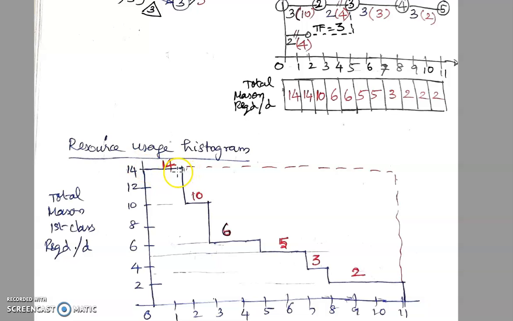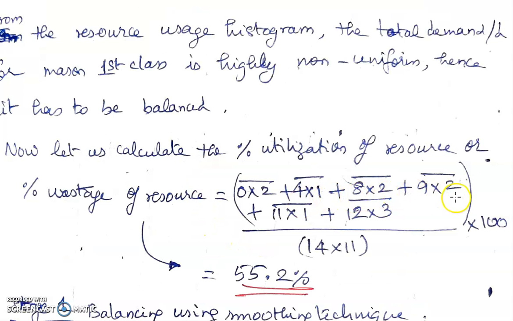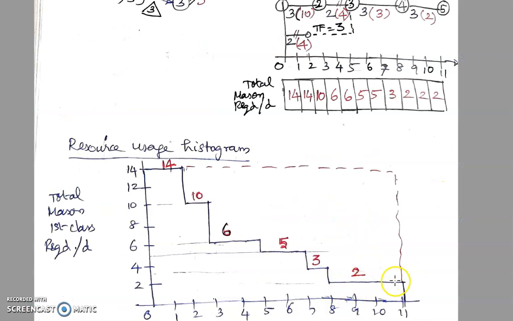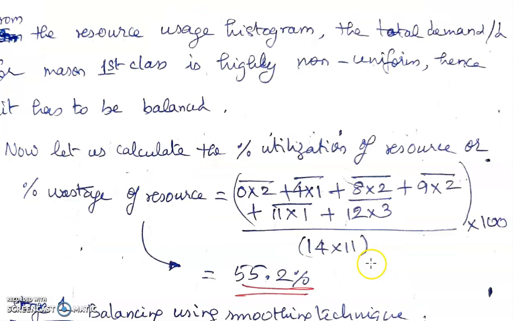So first 2 days there is no wastage, so 0 into 2. The third day it is 4 into 1. Then it is 8 into 2, then 9 into 2 plus 11 into 2, and finally 12 into 3. So we have calculated that over 14 into 11, the total assumed availability, we got 55.2%.